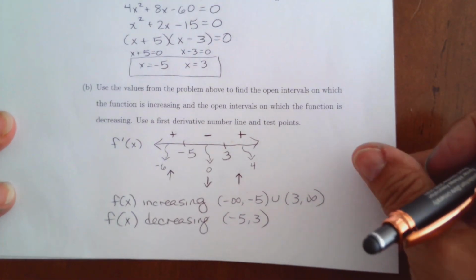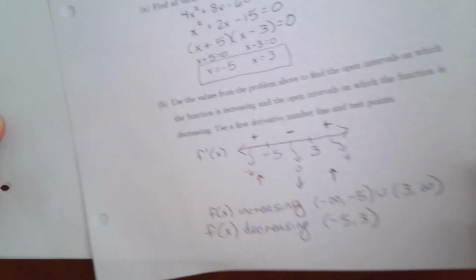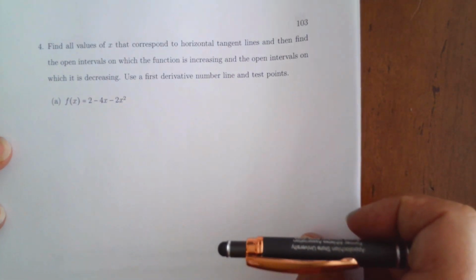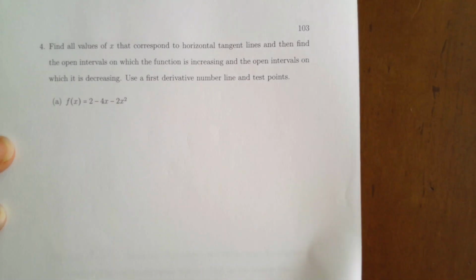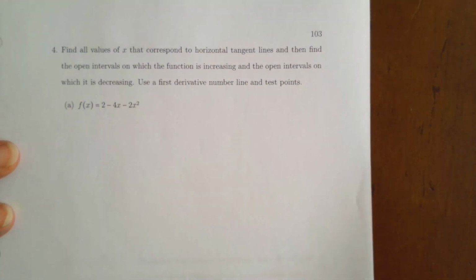So hopefully you're seeing that it's very consistent how we do these, okay? What's different is going to be the functions you're given, and that'll depend on all of these new rules you've learned in the previous sections. Okay, so number 4, find all values of x that correspond to a horizontal tangent line, and then find the open intervals where the function is increasing and decreasing. Use the first derivative. So now we're just taking the same directions that we had for 2 parts and making it just 1 part for you.